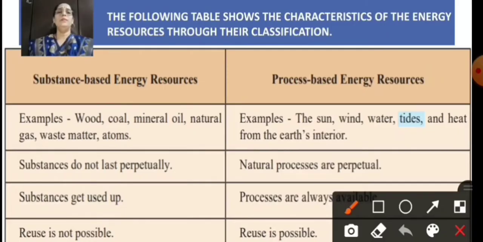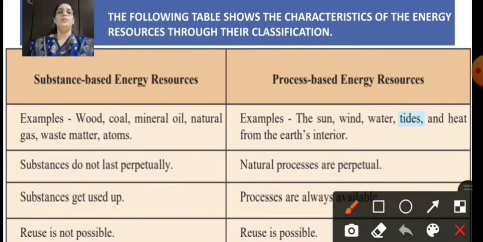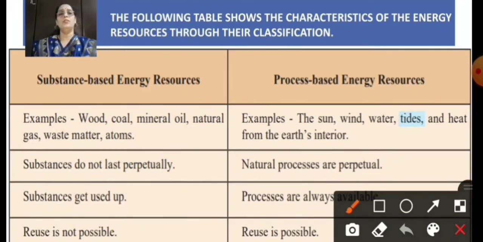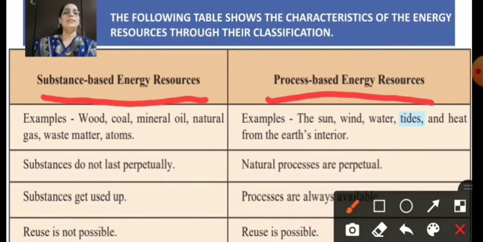Now we are going to study the following table, which shows the characteristics of the energy resources through their classification. In it, two points have been differentiated here: the difference between substance based energy resources and process based energy resources. First is examples: wood, coal, mineral oil, natural gas, waste matter, atoms. And the examples for process-based energy resources are the sun, wind, water, tides and heat from the earth's interior.